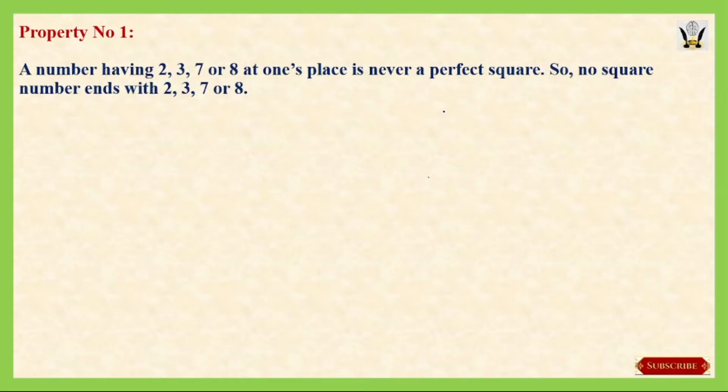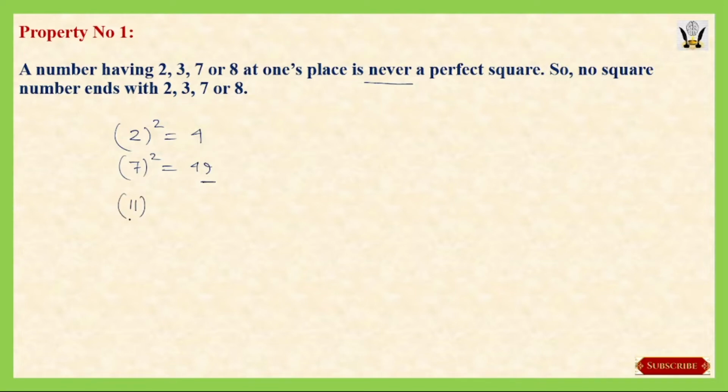The first property says a number having 2, 3, 7 or 8 at one's place is never a perfect square. So no square number ends with 2, 3, 7 or 8. Suppose we know that the square of 2 is 4. If I now choose 7, then the square of 7 is 49, so at units place it is 9.